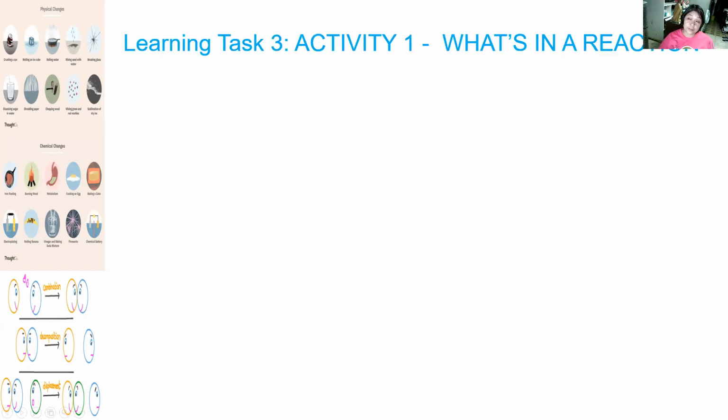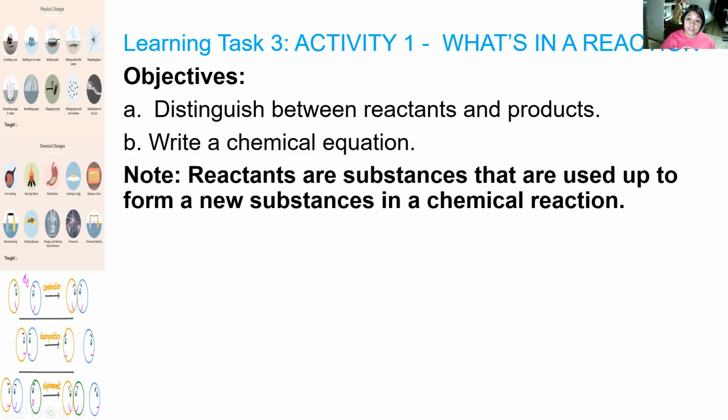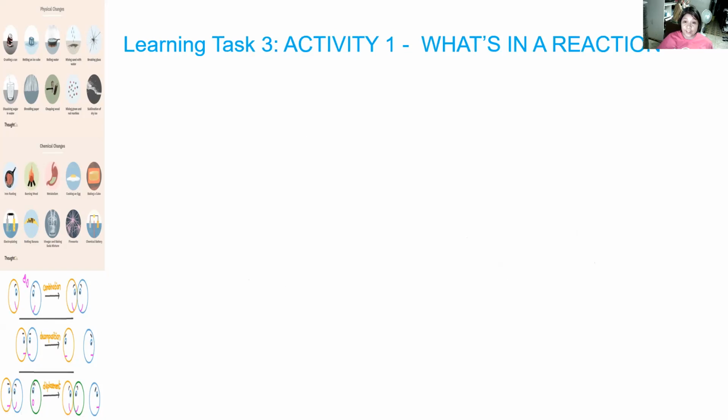Learning Task 3, Activity 1, What's in a reaction? Objectives: A, distinguish between reactants and products. B, write a chemical reaction equation. Note, reactants are substances that are used up to form new substances in a chemical reaction. Directions. The following are samples of chemical reactions. Fill in the table below with reactants and products. Below each number, write the symbol or formula.